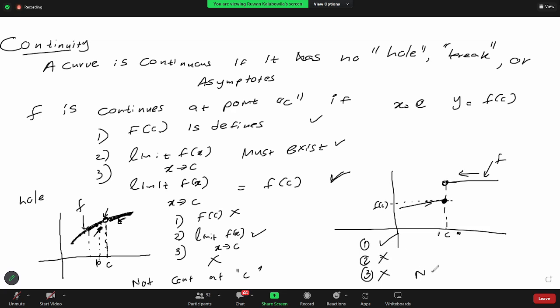So we can say this one is also not continuous at point c, right? When you have a graph like this, you can define whether this function is continuous or not using this technique, right?